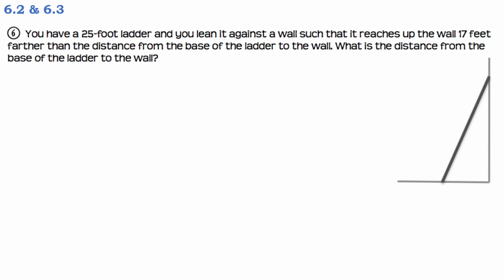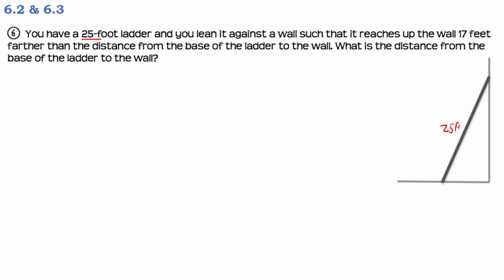All right, so for the last one here, say you have a 25-foot ladder and you lean it against a wall such that it reaches up the wall 17 feet farther than the distance from the base of the ladder to the wall. What is the distance from the base of the ladder to the wall? So we need to draw this out. We've already kind of drawn it out here, like a little triangle, right? Our ladder leaning against a wall. And it says we have a 25-foot ladder. So that's our first key number we need to look at. So we know this guy right here is 25 foot.